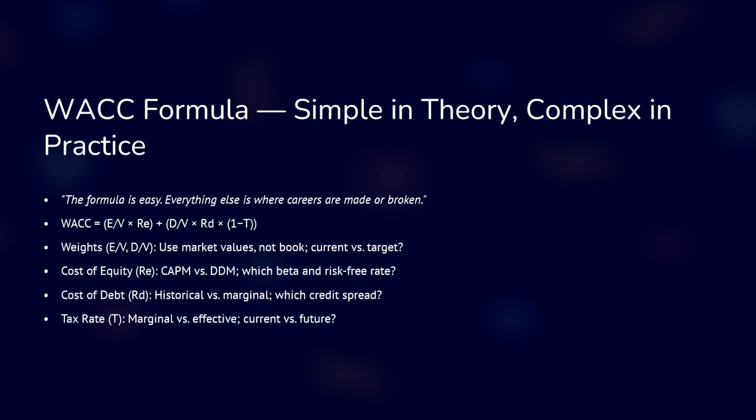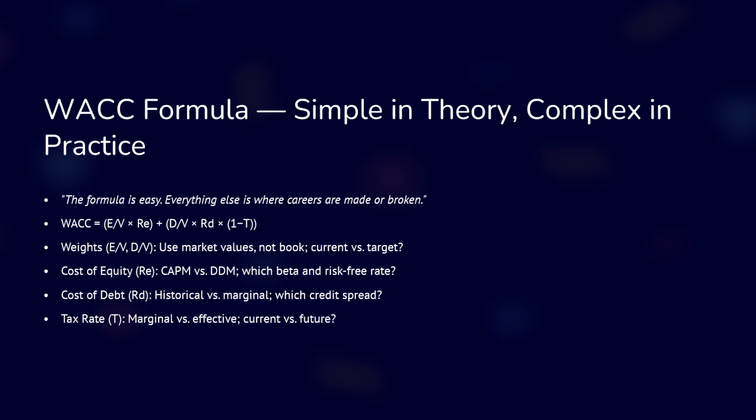You can see here the simple formulas for calculating the weighted average cost of capital. You see the formula here. EV, just a reminder, is equity weight. That's, in translation, market value. RE is your cost of equity. DV is your debt weight. Again, that relates to market value. RD is your cost of debt. And T, of course, is tax rate.